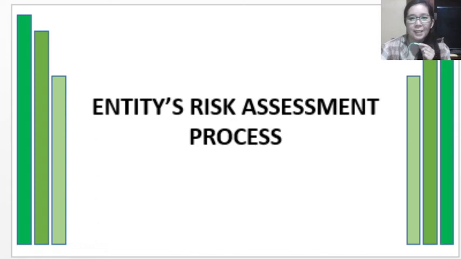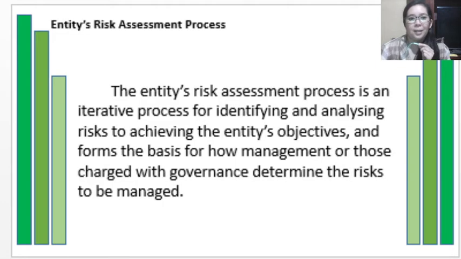Okay, so for this next video lecture, we will continue with the entity's risk assessment process as the second element of the system of internal control. The entity's risk assessment process is considered to be an iterative process, meaning it's a routine process for identifying and analyzing risk so that the entity will achieve its objective.